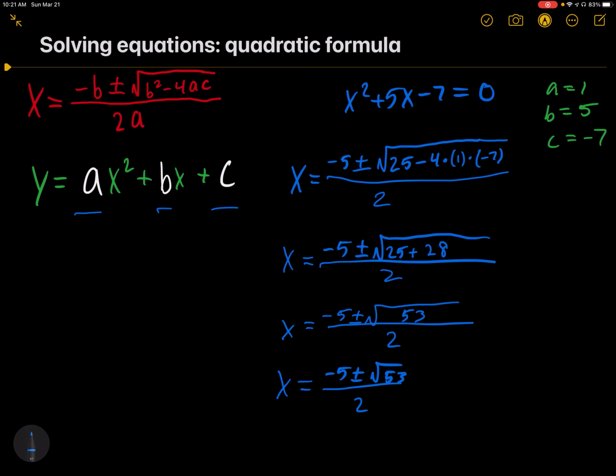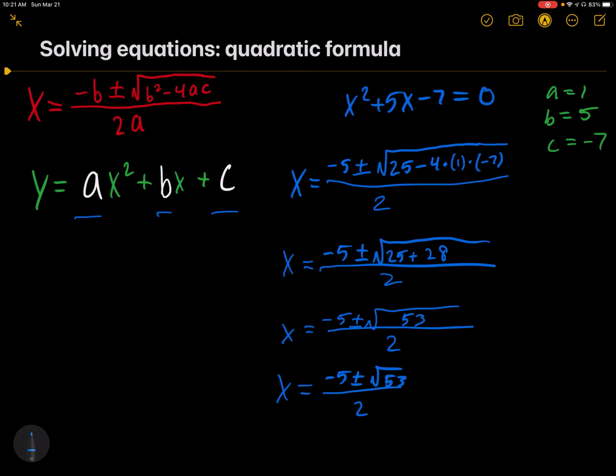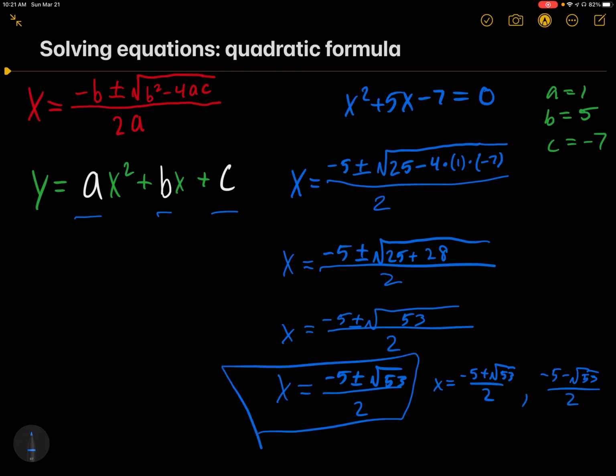But let me just show you what that means exactly. It means we have x equals negative 5 plus the square root of 53 all over 2, and we also have, as another solution, negative 5 minus the square root of 53 all over 2. So those are the two solutions for this quadratic problem, but you'll most times see it just simply written as negative 5 plus or minus the square root of 53 all over 2. So that's specific for that problem.